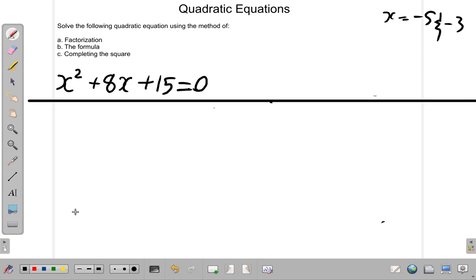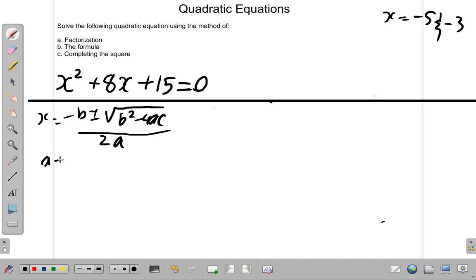Now the quadratic formula says x equals negative b plus or minus the square root of b squared minus 4ac, all over 2a. Now, as before, we identify our a, b, and c. A is 1 because it's 1x squared, ax squared. B is 8 and C is 15, as we identified them in the previous video.